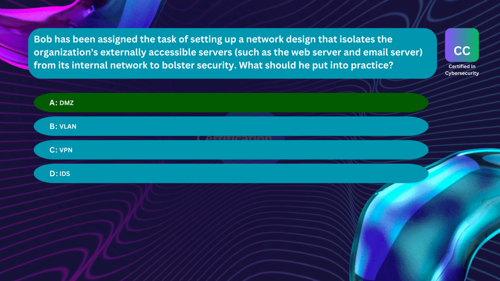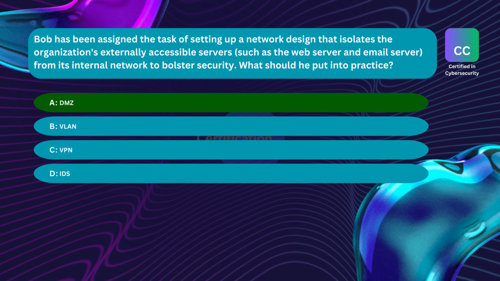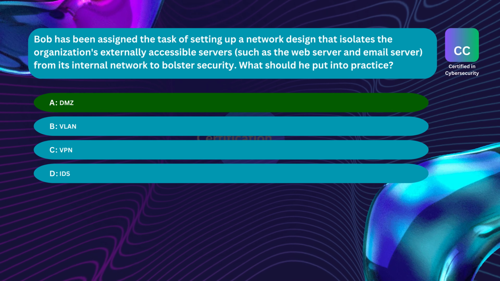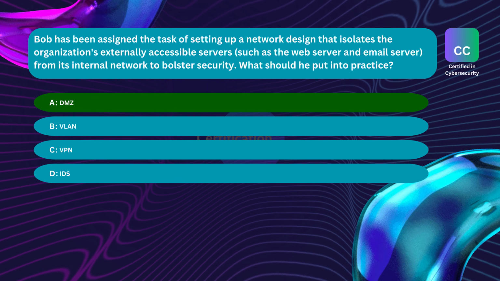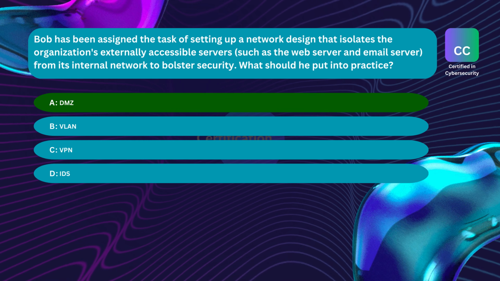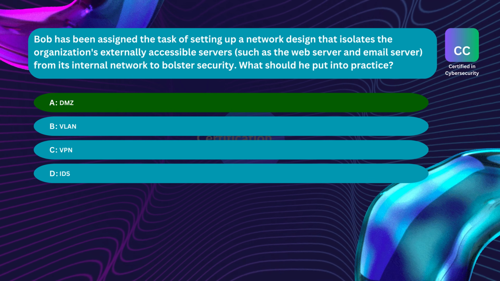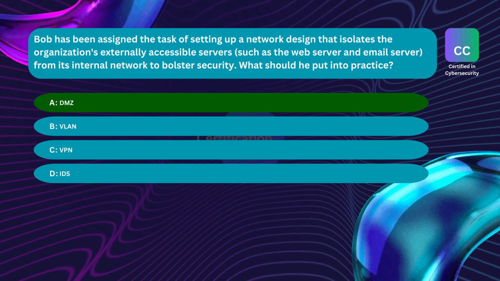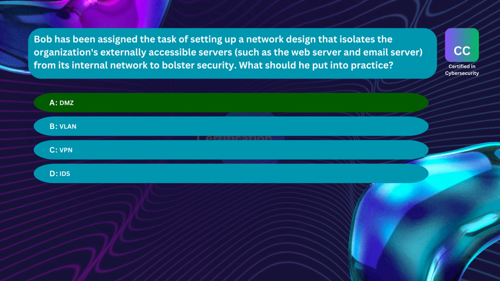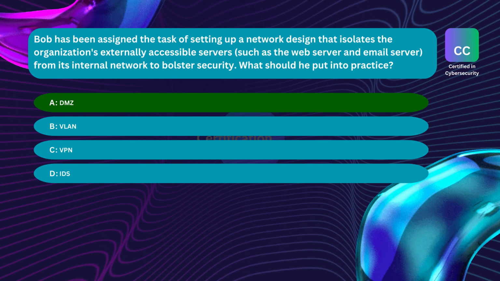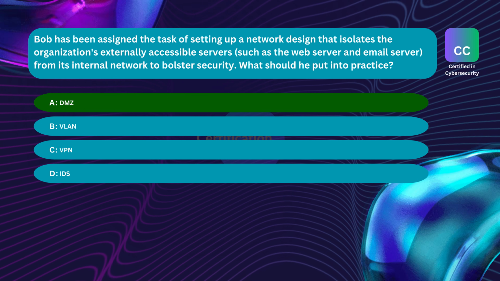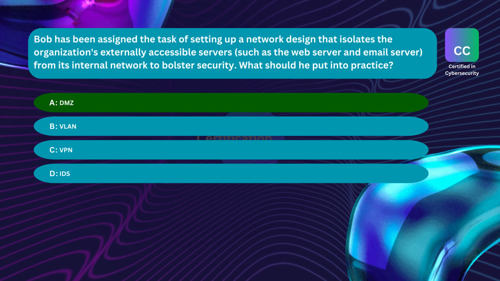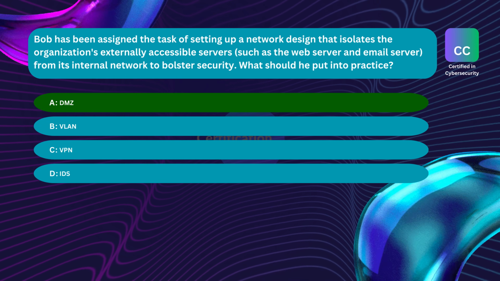The correct answer is Option A, DMZ. DMZ, Demilitarized Zone, is the correct answer. A DMZ is a physical or logical subnetwork that contains and exposes an organization's external-facing services to a larger, untrusted network. The purpose is to add an additional layer of security to an organization's local area network. The internal network is protected, as if the public-facing servers in the DMZ are attacked, the rest of the network is not directly affected. Option B is incorrect.